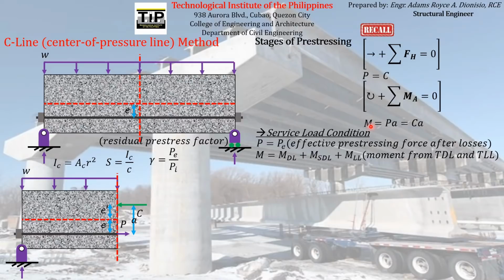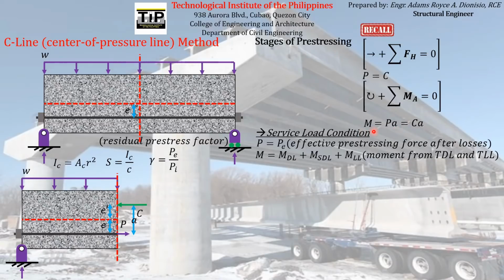So I just move the negative PA or negative CA from the left side of the equation to the right side of the equation. I hope everyone can follow what happened here. So I just move the negative PA or negative CA from the left side to the right side of the equation to have this expression here.